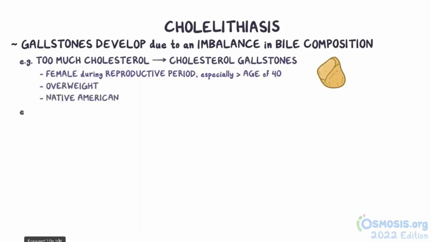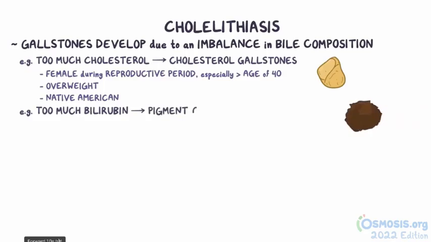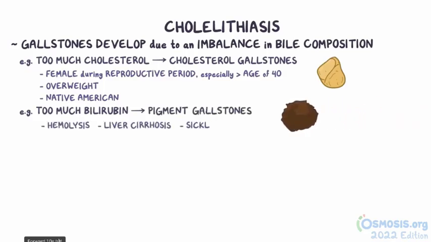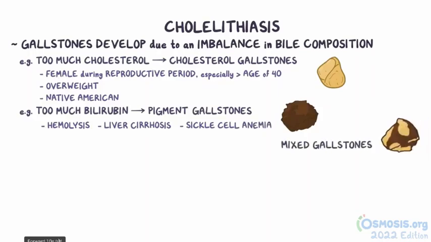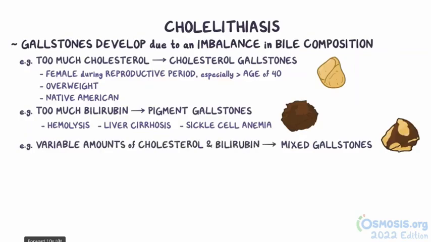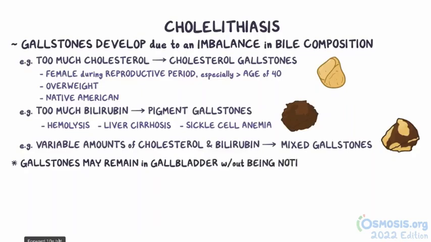If, however, the bile has too much bilirubin, pigment gallstones form, and this happens with hemolysis, liver cirrhosis, and sickle cell anemia. In some cases, mixed gallstones can appear, and those are made up of variable amounts of both cholesterol and pigments. But in practice, there's no way to know the exact composition of the stone until the gallbladder is surgically removed.